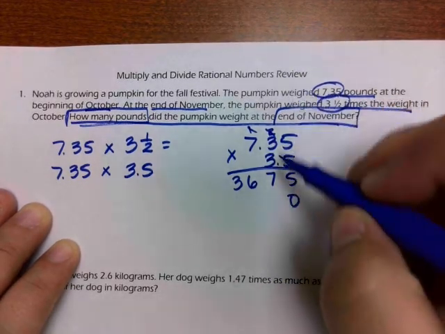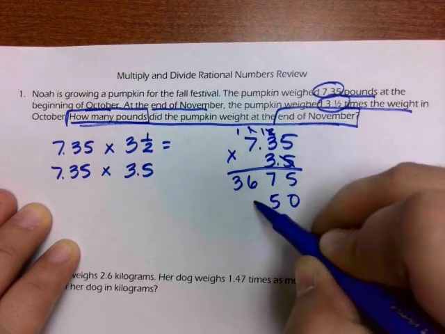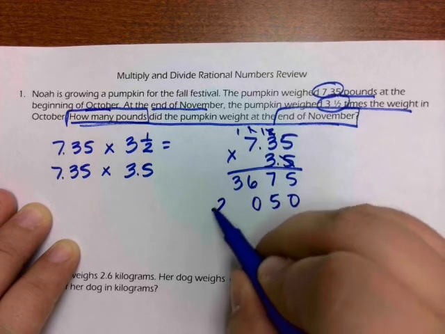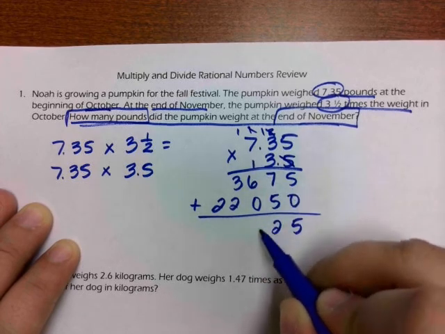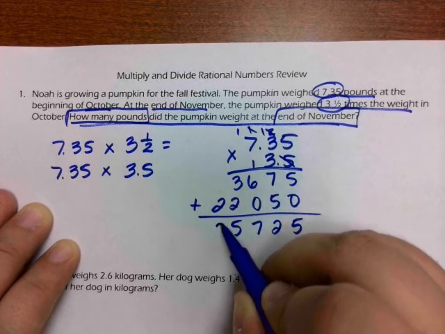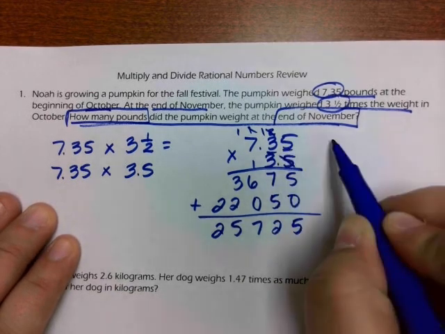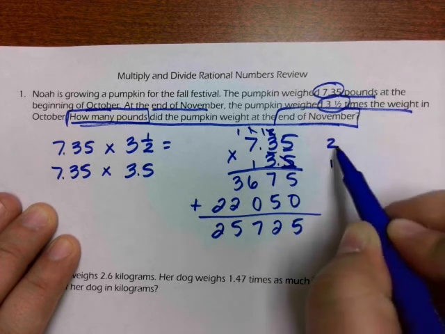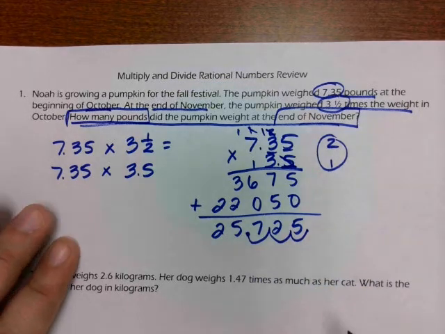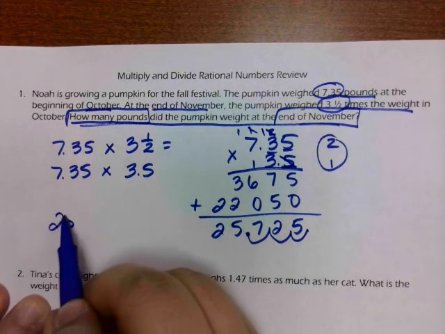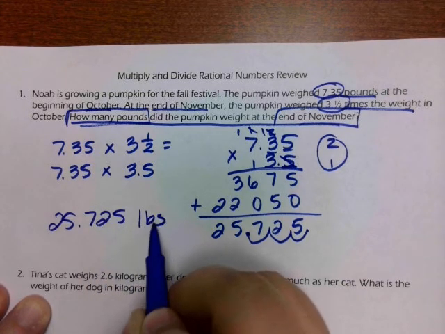Remember lattice method if you struggle with this method. 3 times 5 is 15. 9 plus 1 is 10. 21 plus 1 makes 22. We get 5. We get 12. We get 7, 5, and 2. And then now we need to count our decimal places. I have 1, 2 after the decimal here, and 1 here, so I'm going to move it 3 times. Starting from the back. 1, 2, 3. So we get that the pumpkin weighed 25.725, and this was in pounds, lbs.